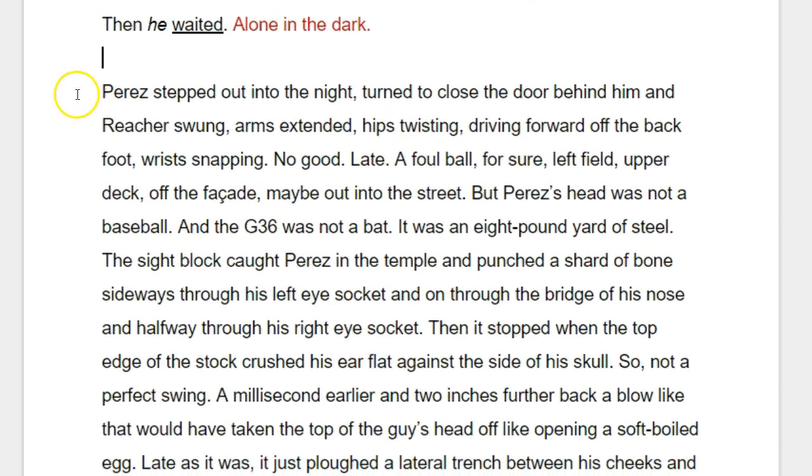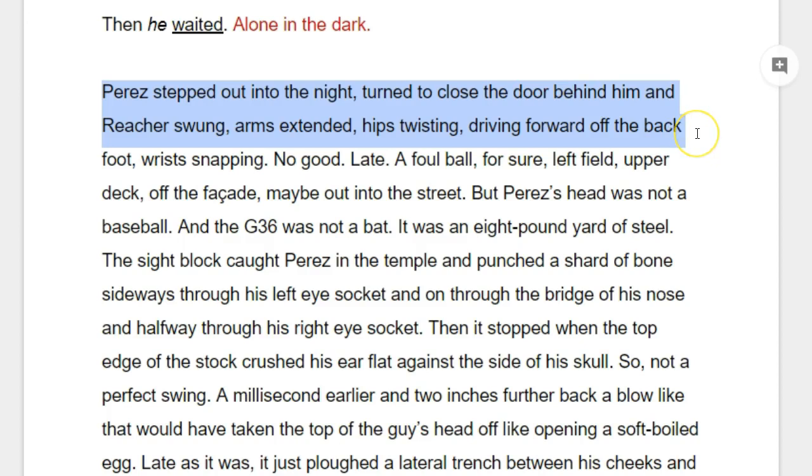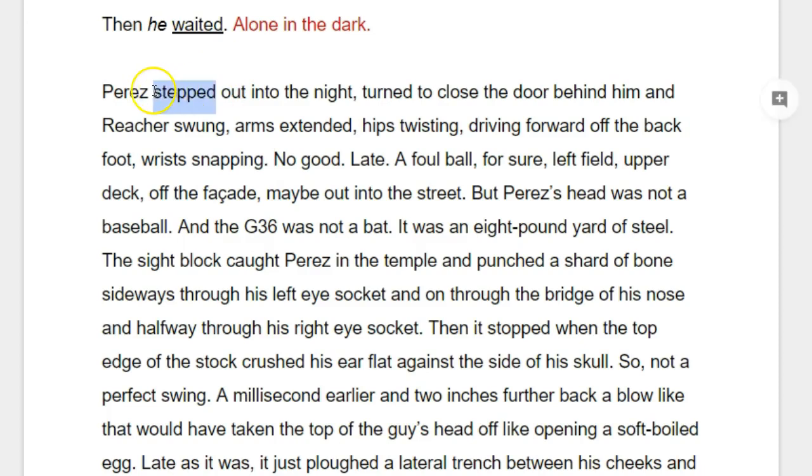Okay, one of my favourites. Perez stepped out into the night, turned to close the door behind him, and Reacher swung, arms extended, hips twisting, driving forward off the back foot, wrists snapping. Okay, so verb and a subject. That makes it a little bit easier. At least I know it's going to be at least simple.